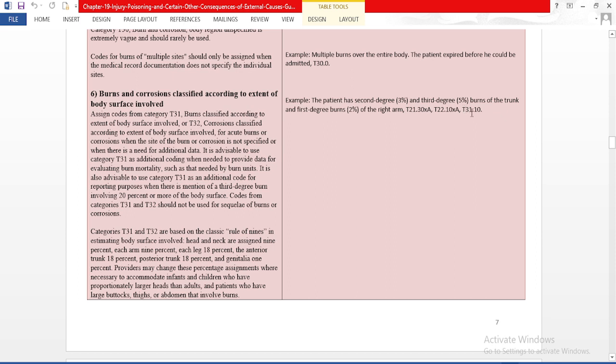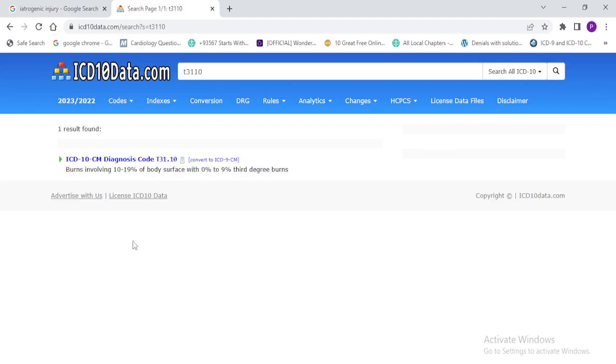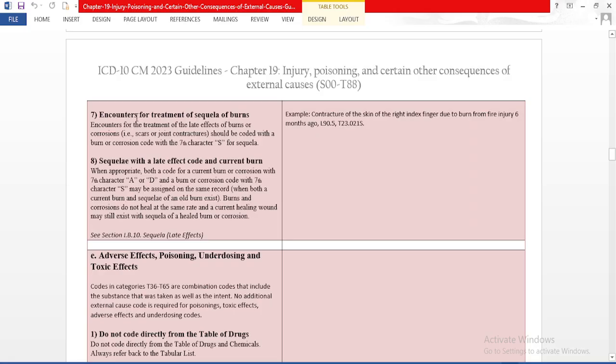If we check T31.10 in the code book, it tells us burns involving 10 to 19% of body surface with 0 to 9% third degree burns. Next, encounters for treatment as sequela of burns. Whenever the patient has sequela of burn, like scars or joint contractures, we need to code the burn or corrosion code with seventh character S for sequela.